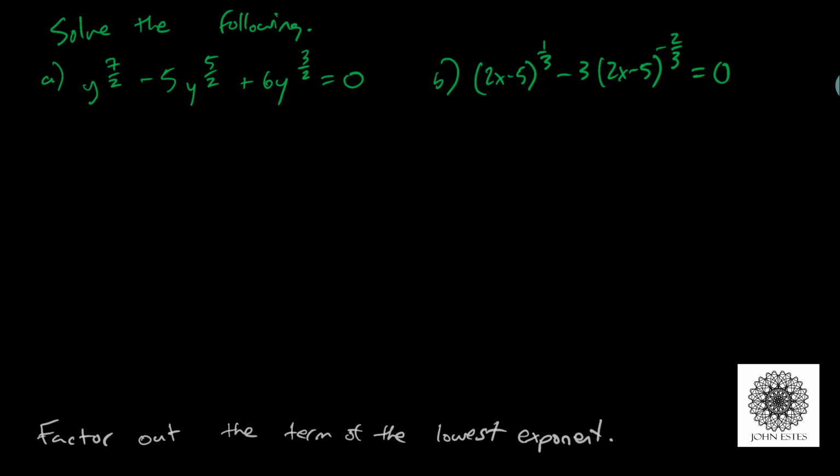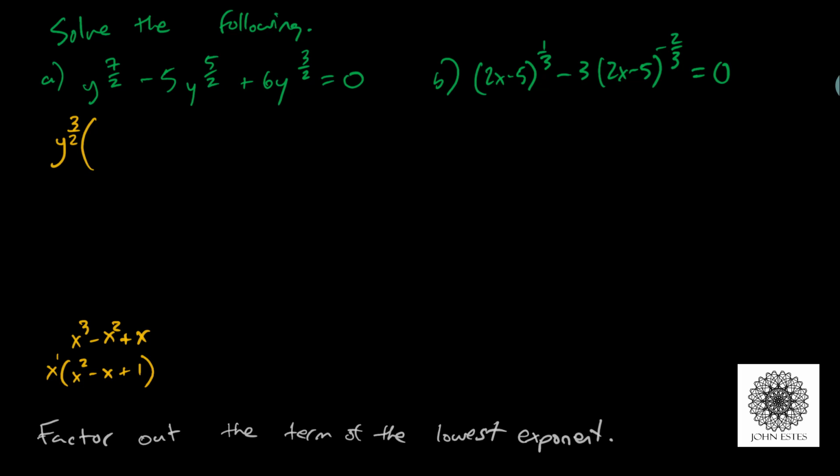So for part A here, I look at my exponents. I have 7/2, 5/2, and 3/2. 3/2 is the smallest. That means that the other two contain 3/2 in them, so I can factor out a y to the 3/2 power. Now remember, if I had, for example, x cubed minus x squared plus x, and I factored out an x, what do I do? I subtract out the 1, that was a degree 1, from the powers of everything else.